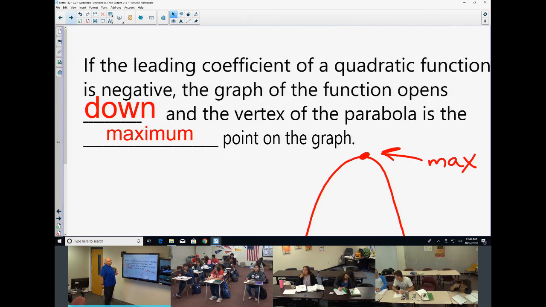If the leading coefficient of a quadratic function is negative, the graph of the function opens down, and the vertex of the parabola, the turnaround point, is the maximum point on the graph. So it may seem weird that we do the same thing to find a maximum or a minimum, but in each case, we're actually finding the vertex of the parabola.